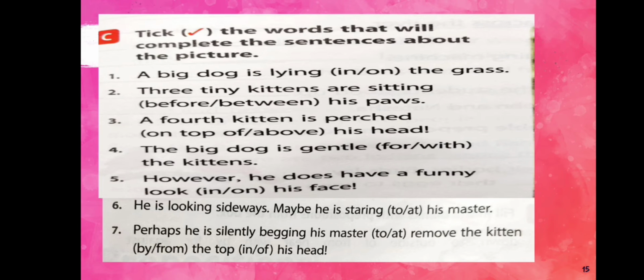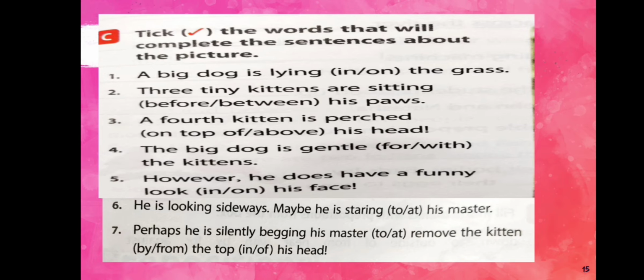Start the exercise. A big dog is lying dash the grass. You have to look at the picture and say a big dog is lying dash the grass. In the grass or on the grass? On the grass. A big dog is lying on the grass.